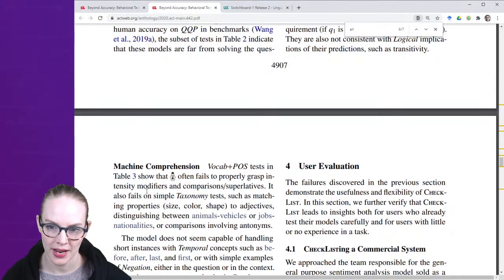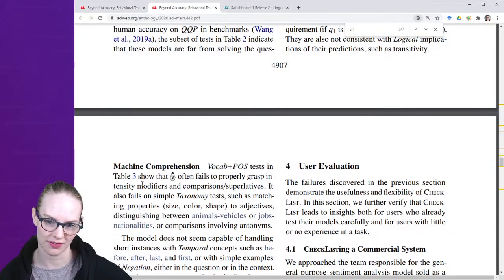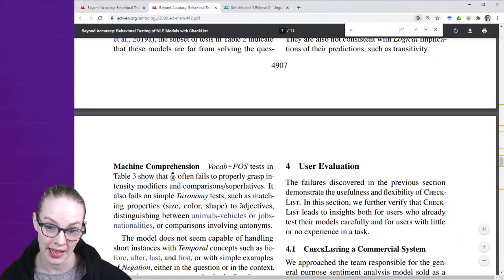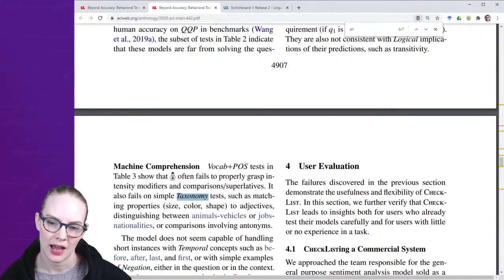Machine comprehension. Vocab and part of speech tests in Table 3 show that BERT often fails to properly grasp intensity modifiers and comparison superlatives. It also fails on simple taxonomy tests, such as matching property, size, color, shape to adjectives, distinguishing between animals, vehicles, or jobs, nationalities, or comparisons involving antonyms. So taxonomy is just how things are related to other things. I would need more examples of this to know specifically what they were talking about.